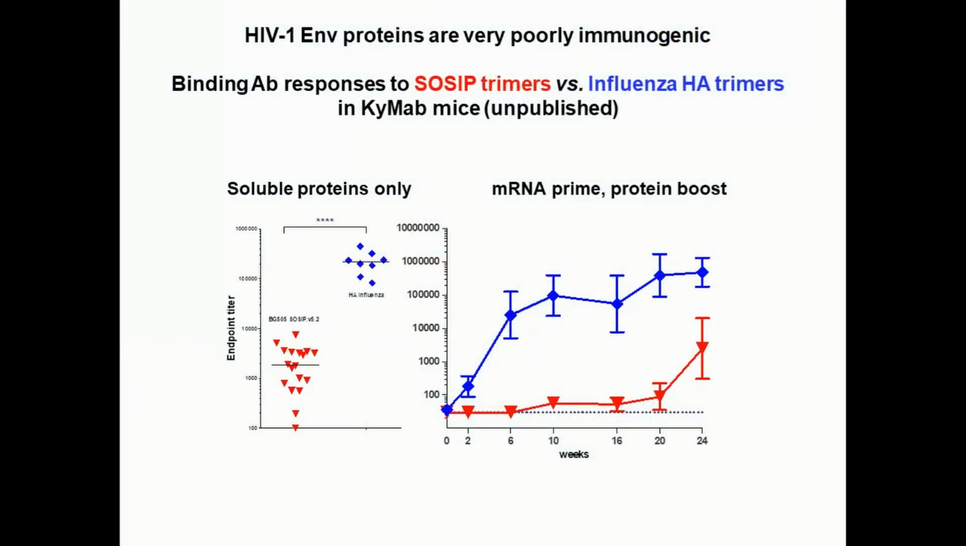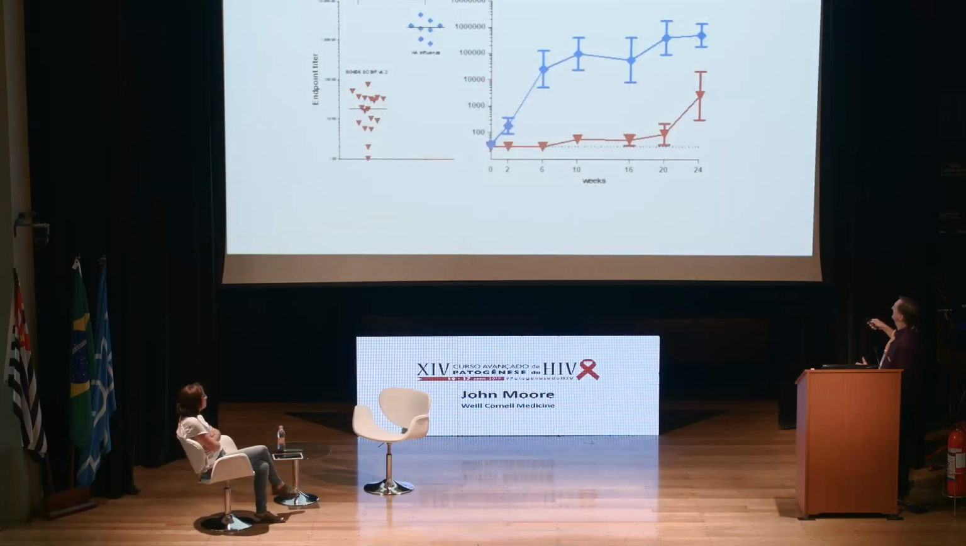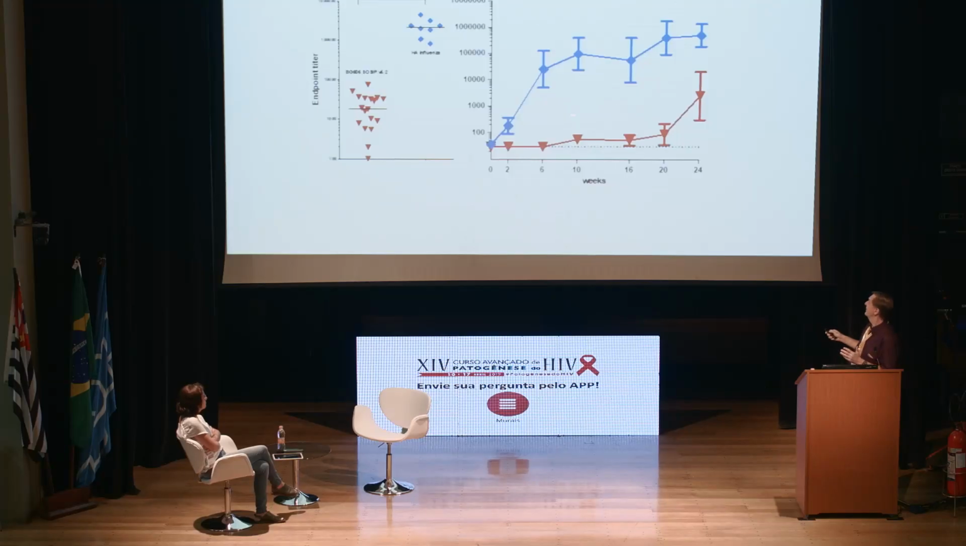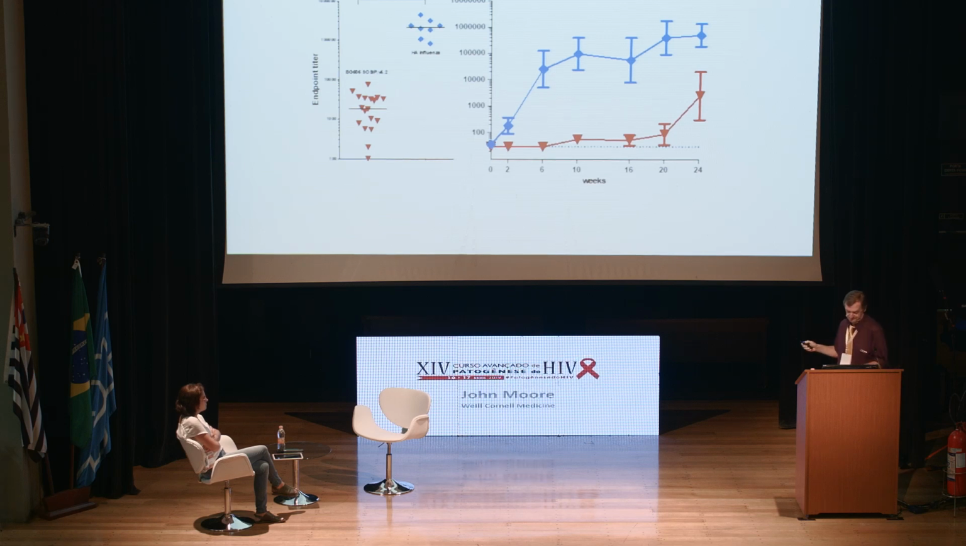If you do mRNA prime, protein boost, there's the response to HA. Here's the response to HIV envelope. So we have a terrible immunogen. And this is not just SOSIP trimers. This is all HIV envelope proteins. Influenza is really easy, and this is hard in comparison. And this is why we need adjuvants, because we need strong adjuvants.